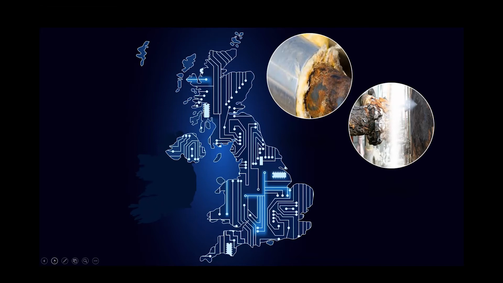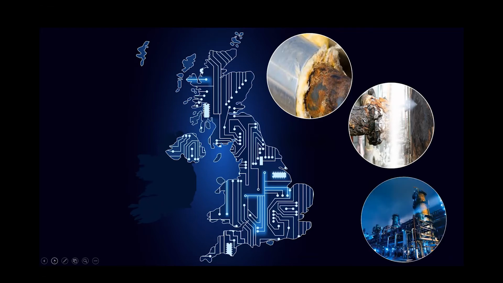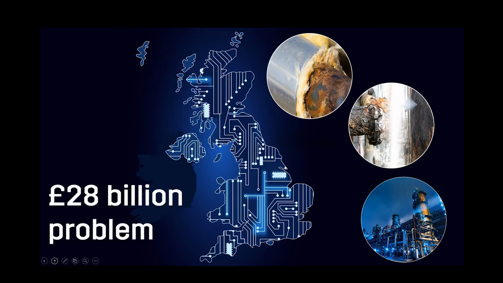But not only do we have costs, we have a major safety problem with it. Of all the major oil and gas accidents reported in the EU since 1984, 20% have been associated with CUI. But CUI isn't just an oil and gas problem. According to NACE, the direct and indirect costs of corrosion cost the UK economy £28 billion a year. And that's why we've labelled this as the £28 billion problem.